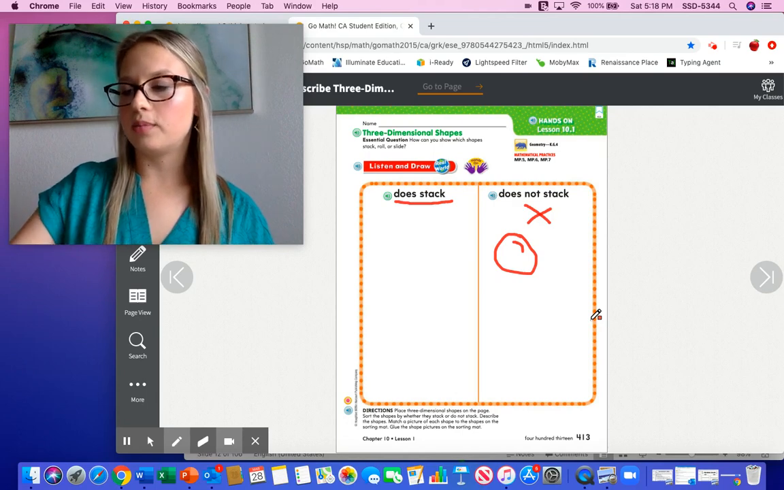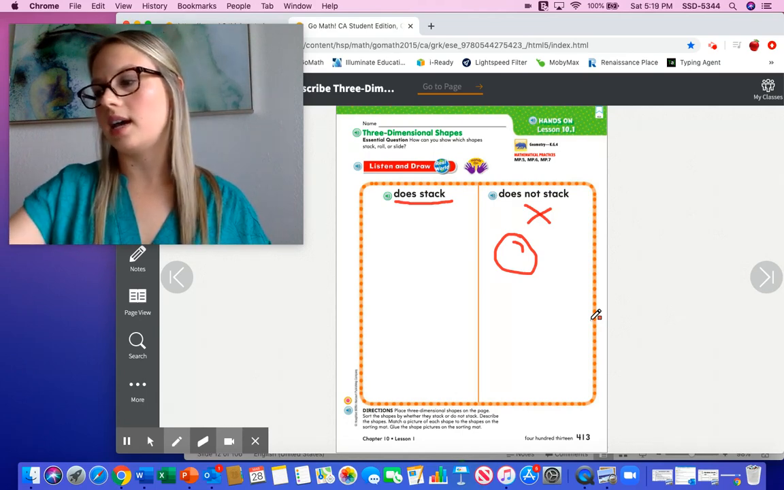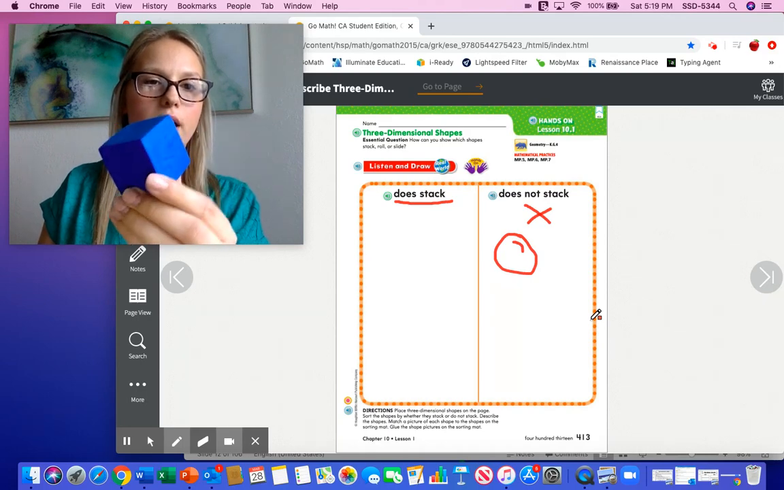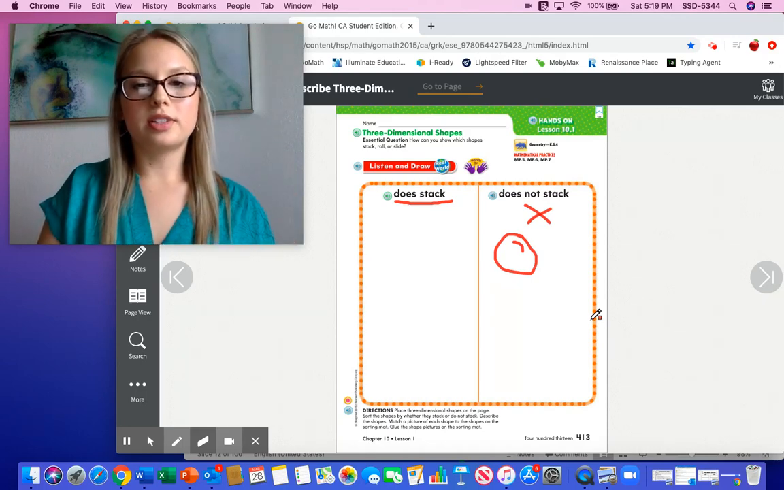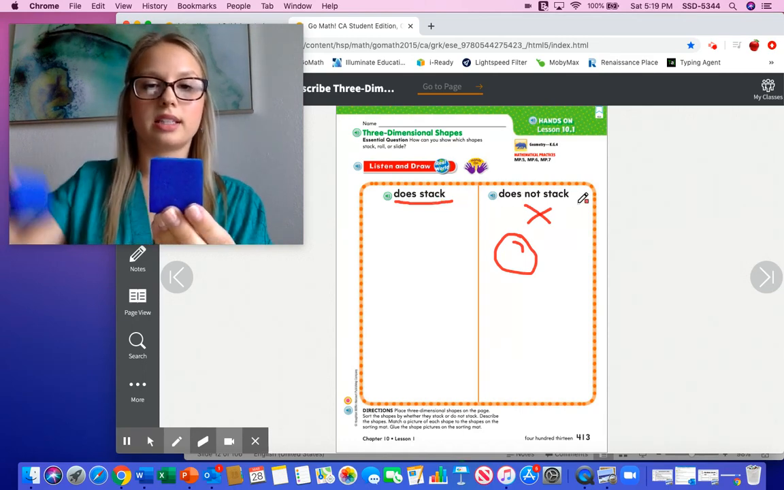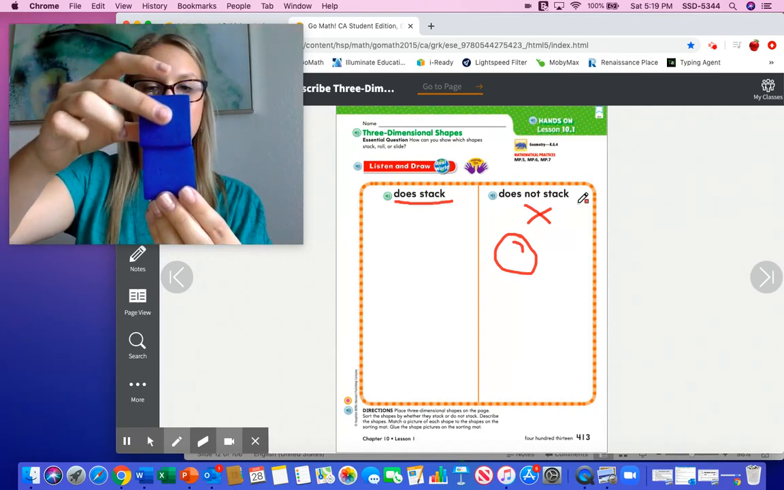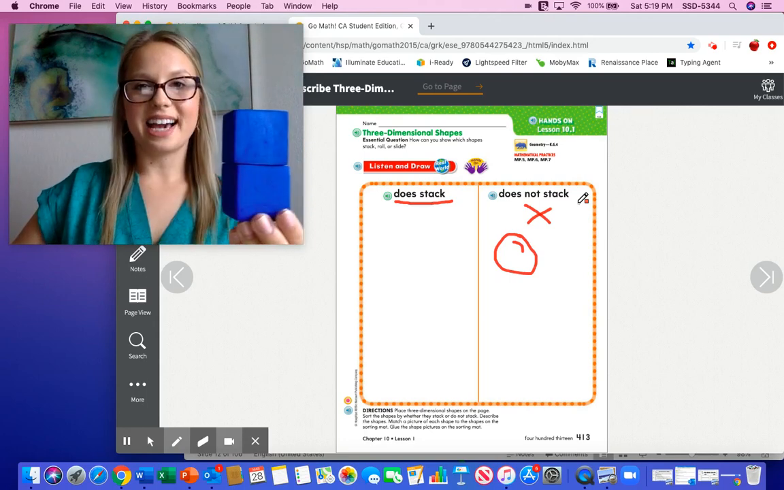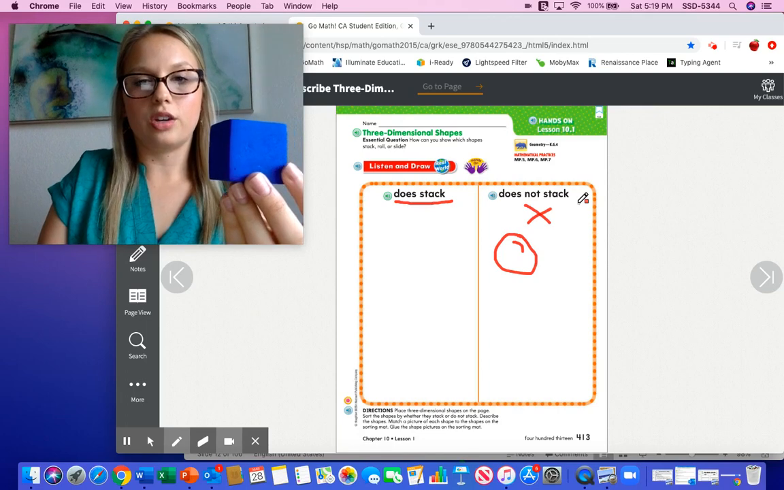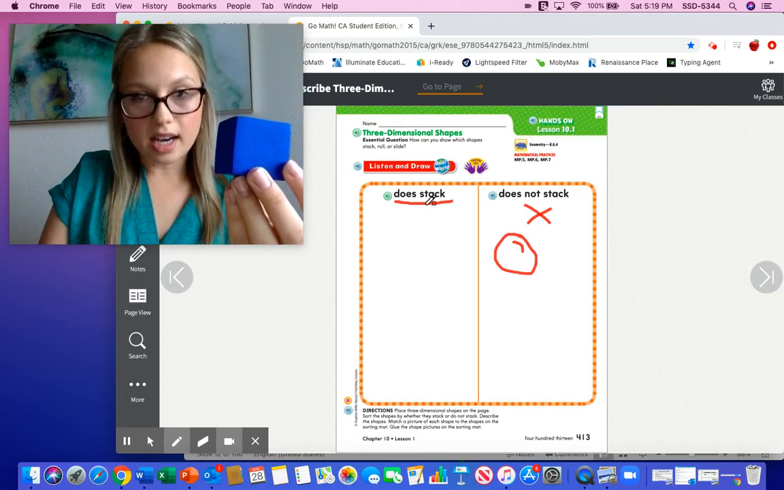Okay, the next shape that we're going to do is a cube. Kind of looks like a box, right? We're going to see if it does stack or does not stack. So I'm going to stack another cube on top. Let's see. Does it stack? Yes. Okay, so we're going to draw a cube on the side that says does stack.